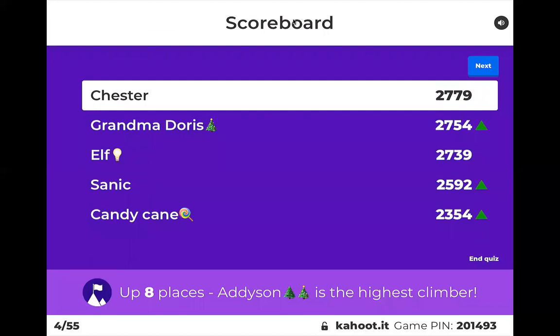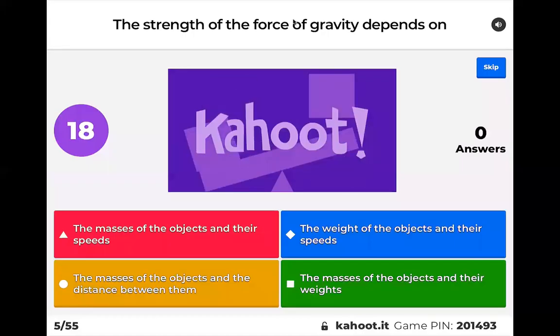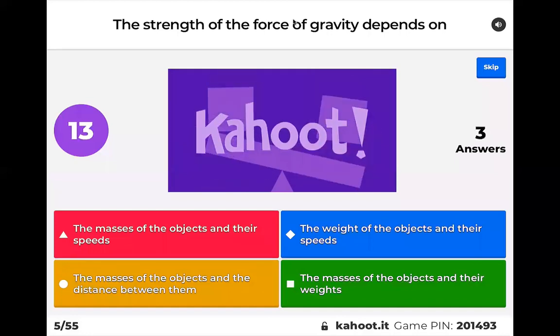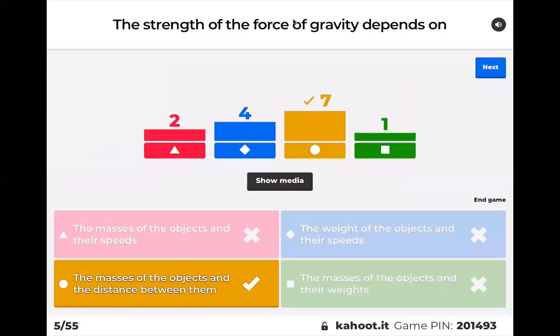Grandma Doris is coming up. Okay. You're going down, Doris. The strength of the force of gravity depends on the masses of the objects and their speeds, the masses of the objects and the distance between them, the weight of the objects and their speeds, or the masses of the objects and their weights. Yes, mass and distance.